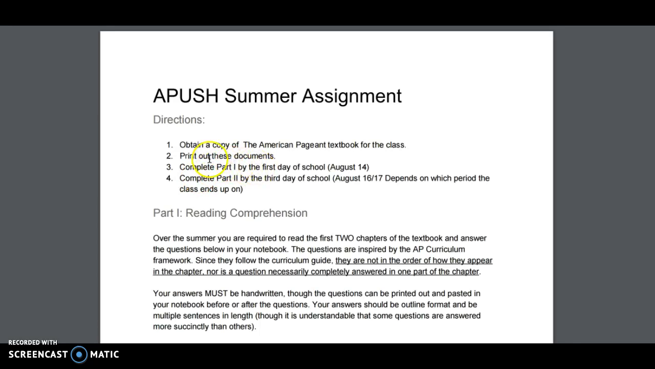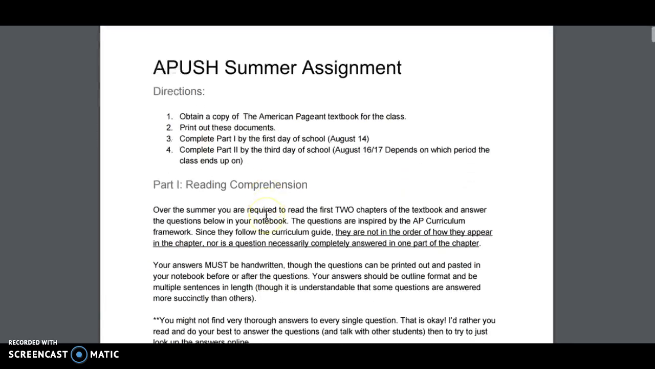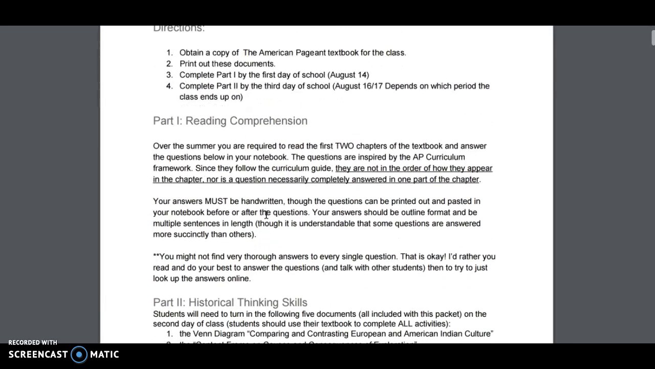There's two parts. Part one is due the first day of school, and part two is the third day of school. So just keep that in mind. The first day of school should be accurate, August 14th. The third day of school depends on which period the AP class is offered. I haven't been told what period it will be. So that's either like a Wednesday or Thursday.